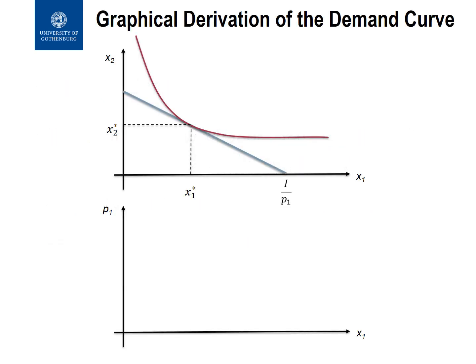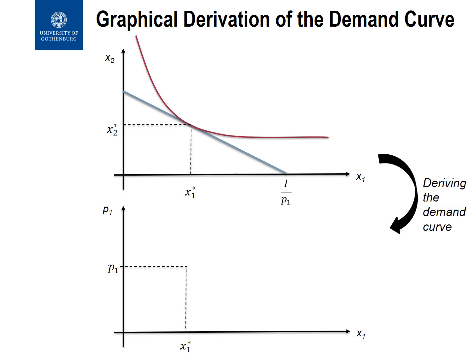In the upper diagram, we are given the optimal bundle given a certain price and a certain income. So at price P1, Jenny is willing to consume the quantity x1 star of good 1. We can position the optimal bundle on the demand diagram given the price P1.